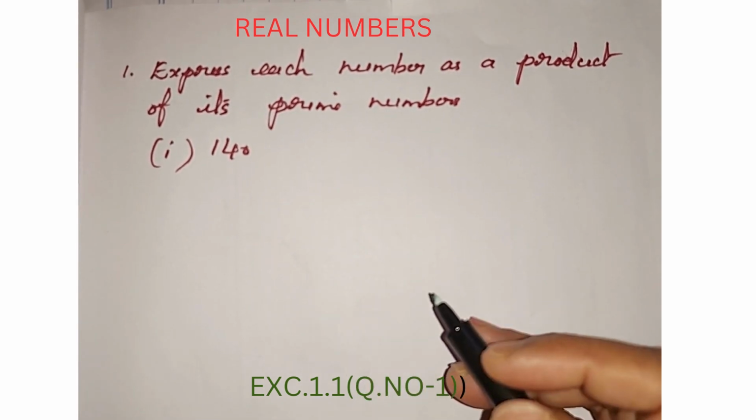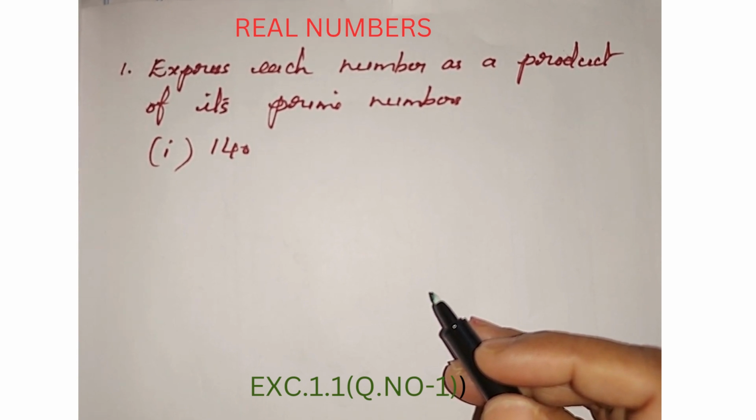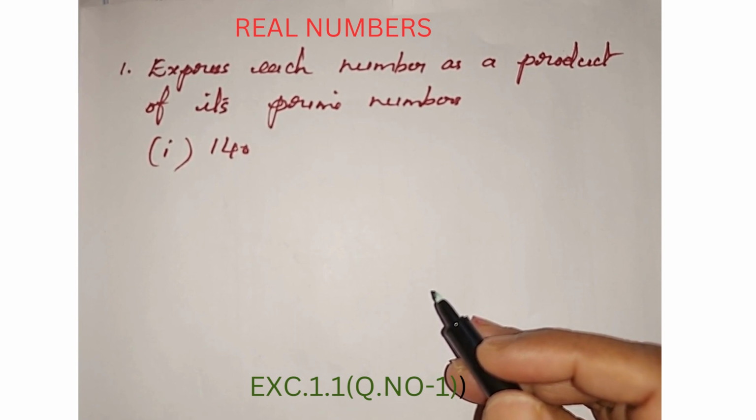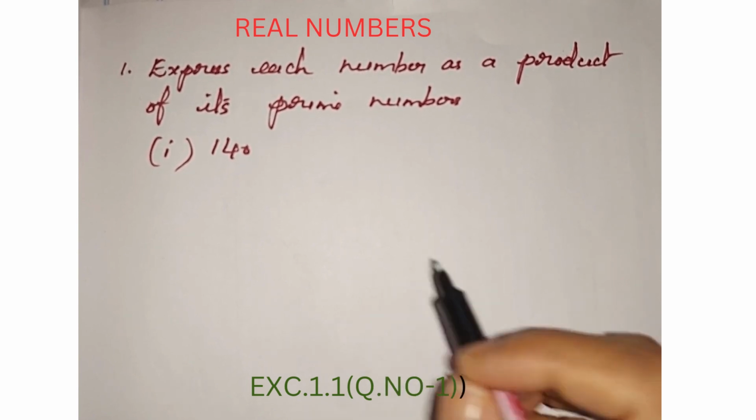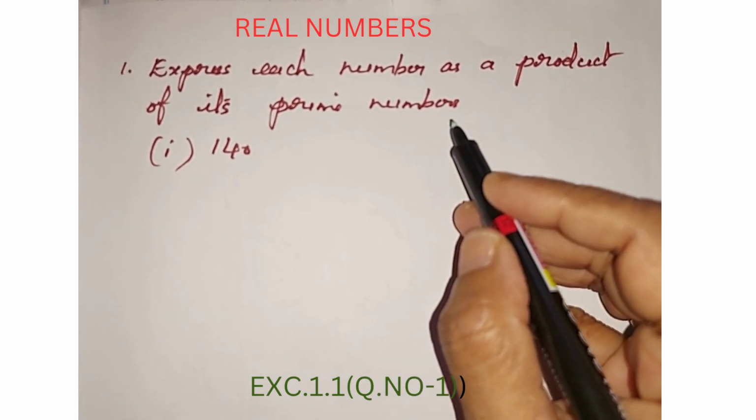Hi friends, in this video we'll learn exercise 1.1. We have learned the fundamental theorem of arithmetic and the formula regarding HCF and LCM in the previous video, right? If you want to see that video, you can see my previous video regarding the fundamental theorem of arithmetic. Okay, let's get started. Here the question is, express each number as a product of its prime factors.